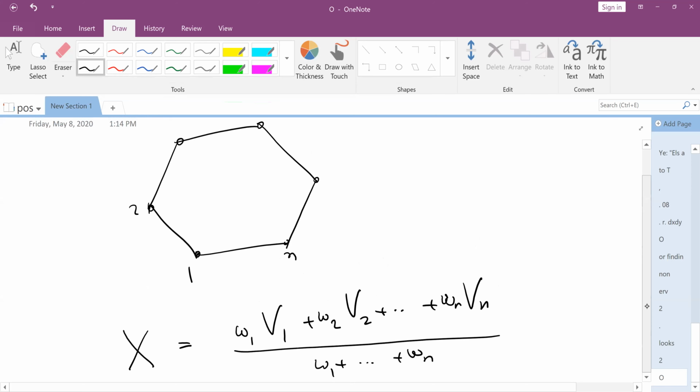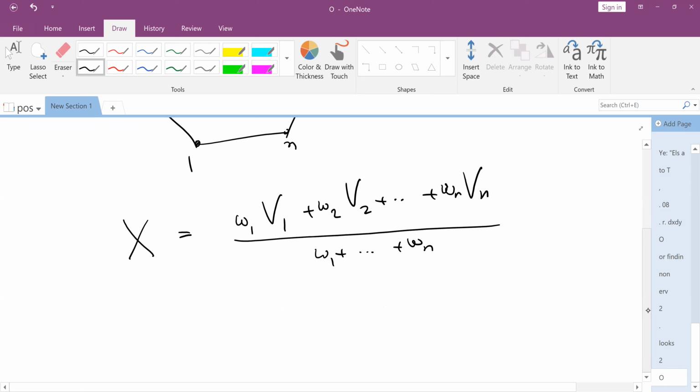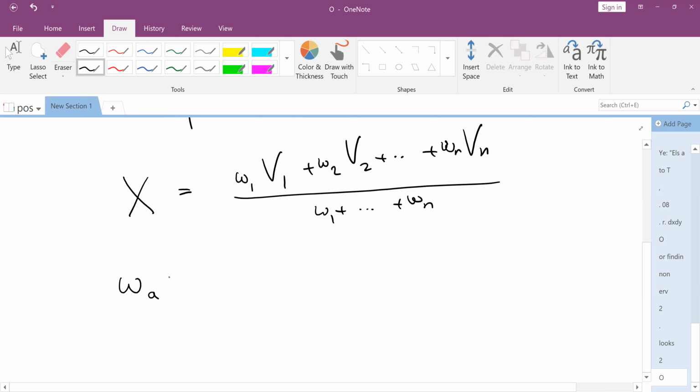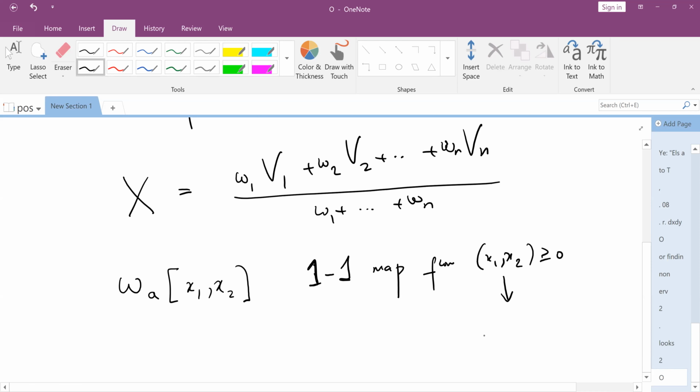But this is a highly redundant map. The polygon is two-dimensional, but I have this highly redundant map with n variables here. So what I want is some way of parametrizing these w's, in this two-dimensional example, in terms of two variables, x1 and x2, such that I get a one-to-one map from the little x1, little x2, both greater than or equal to 0, into the polygon.